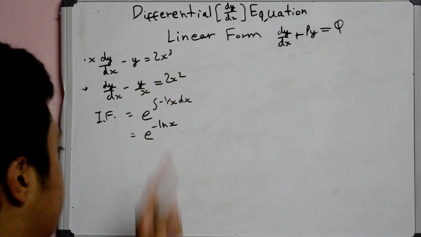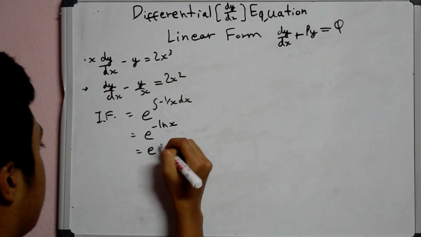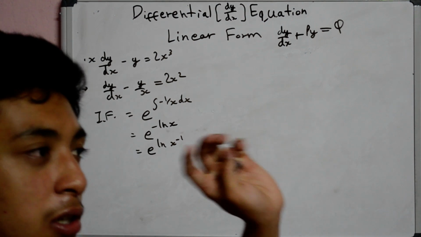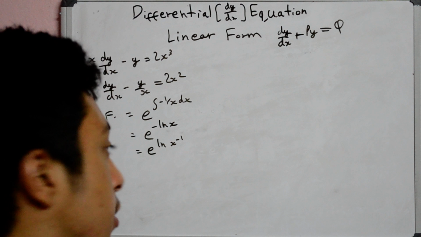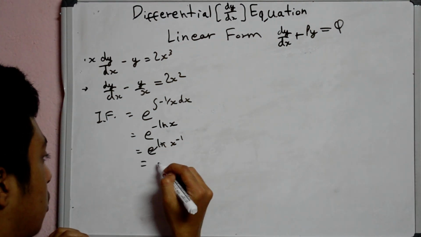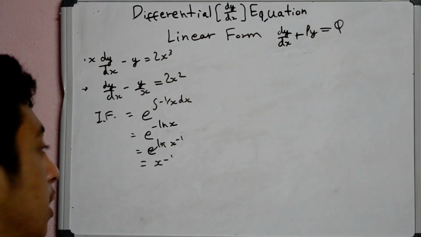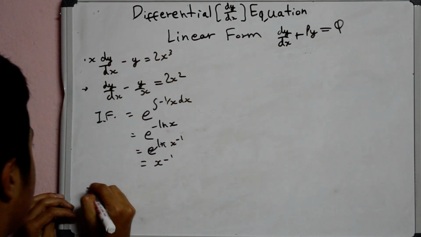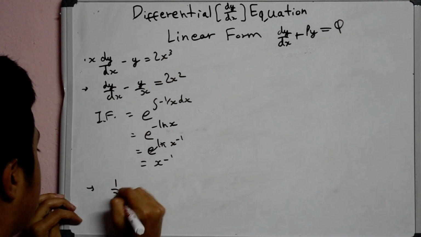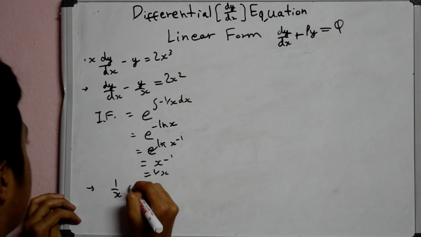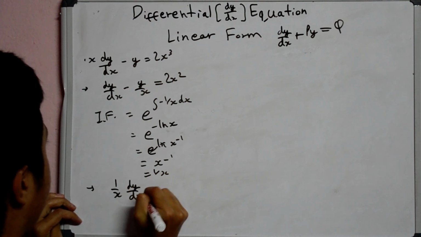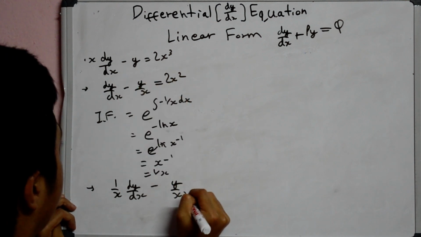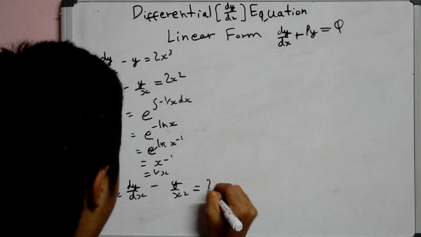and we can put the minus inside, so we'll get e to the power ln x to the power minus 1. And here you can use a log property which is not that common, but this e and this log will cancel, so you'll get x to the power minus 1. So you have to multiply this on both sides. So let's do it directly. We will have 1 by x into dy by dx minus y by x squared equals 2x.